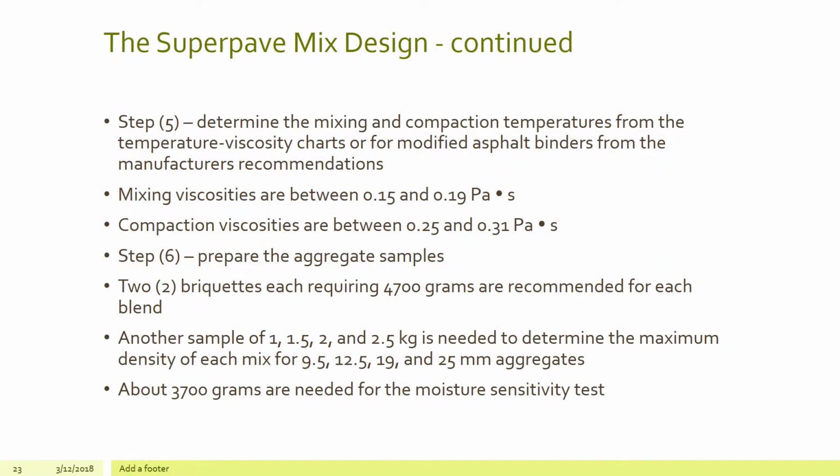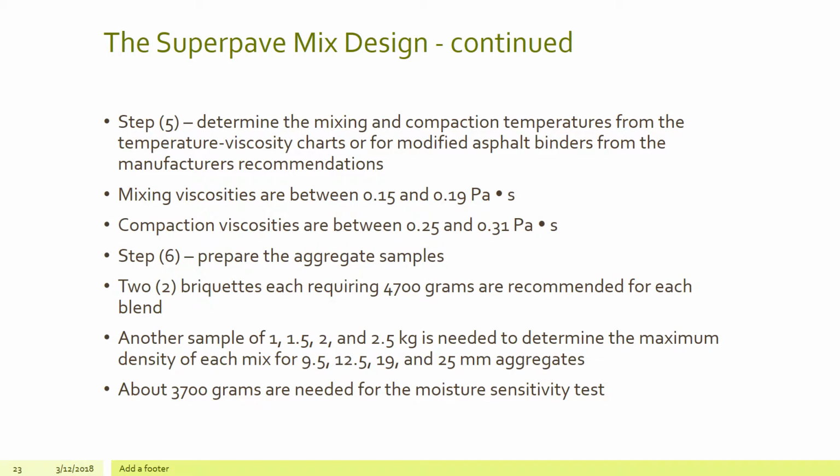We move on to step 5 here. We're going to determine the mixing and compaction temperatures from the temperature viscosity charts, or for the modified asphalt binders from the manufacturer's recommendations. The mixing viscosities are between 0.15 and 0.19. Compaction viscosities are between 0.25 and 0.31. We're then going to prepare the aggregate samples that we're going to look at.